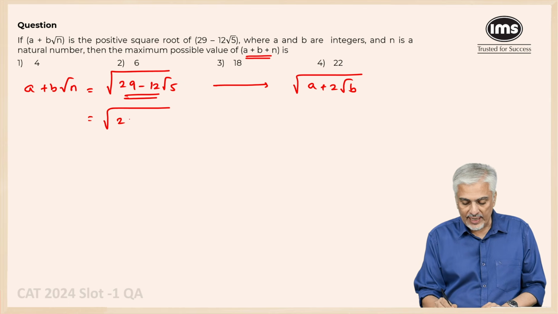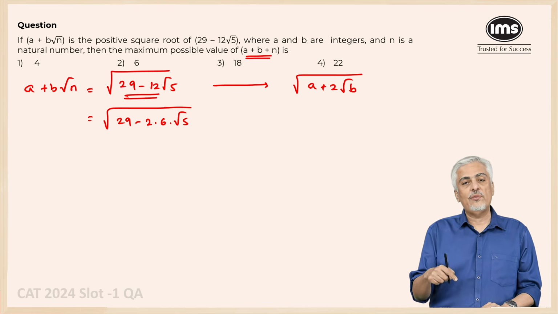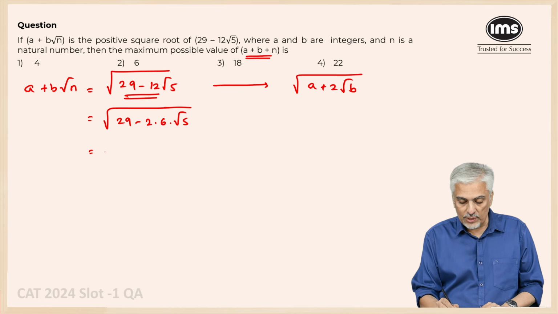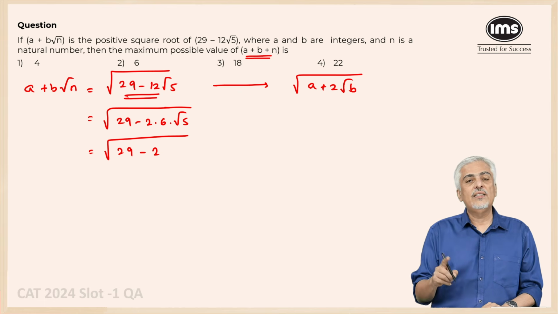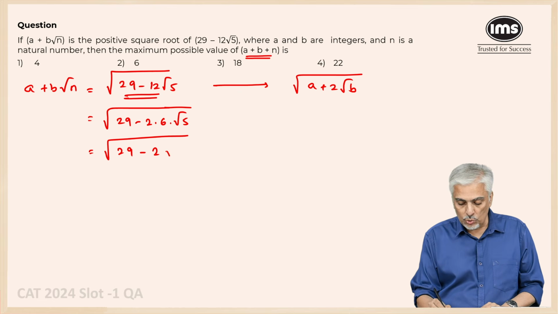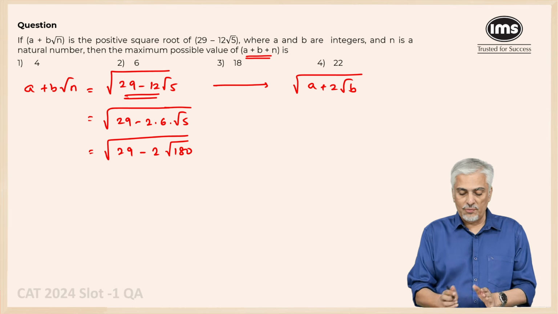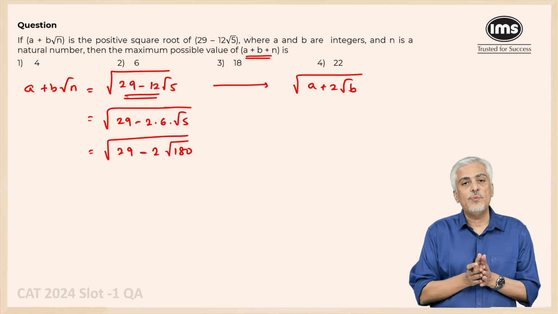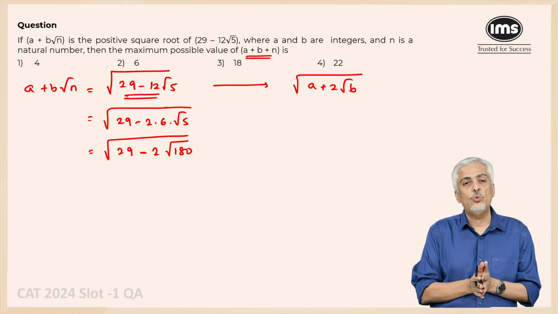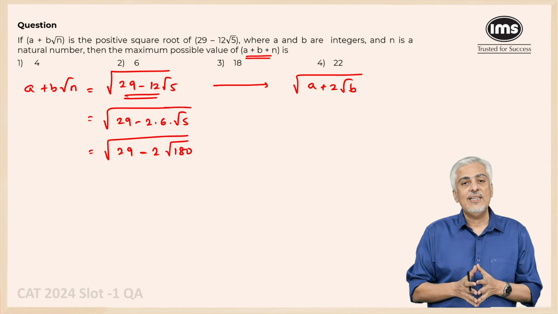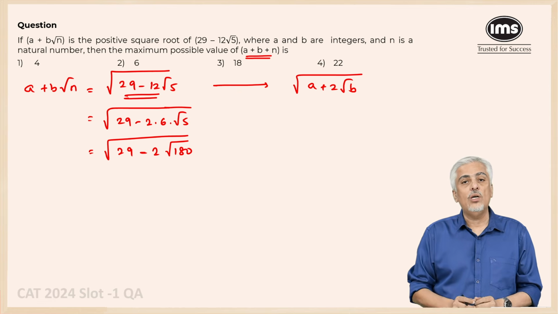It will become 29 minus 2 into 6 into root 5. Now, I will have to take the 6 inside the root. Square of 6 is 36, so it will go inside the root, it will become 36. So, it will be 29 minus 2, 36 into 5 will become root 180. Now, I need to write this in the form of, there's a negative over here. So, I need to split up 29 into two numbers, that is, the sum of two numbers should be 29 and their product should be 180.